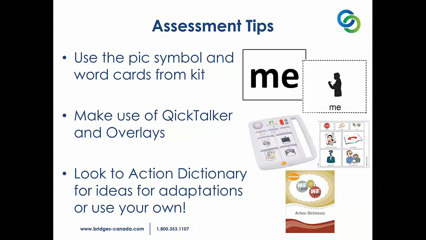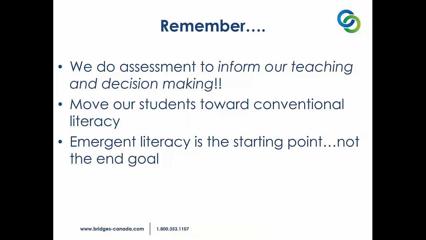And then don't forget to use that action dictionary to come up with ideas for adapting the method in which you will assess your students, or come up with ideas of your own. Hopefully, some of the examples I provided today have got you thinking about how you can make this happen for your students who can't do things in a typical way. Let's remember that we do these assessments to inform our teaching and decision making. This isn't a science that we are capturing here.